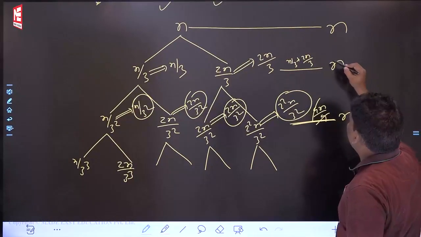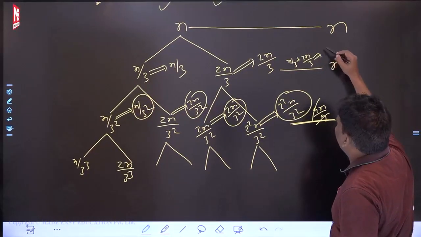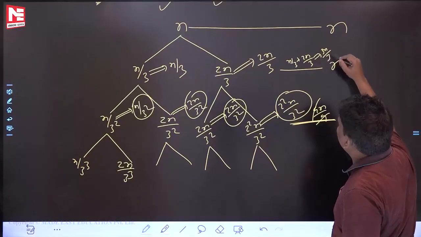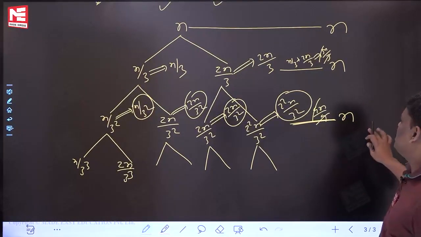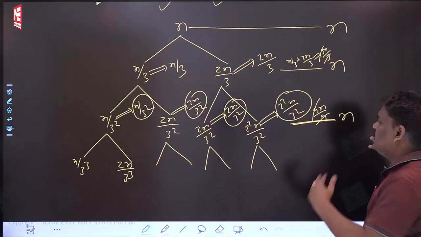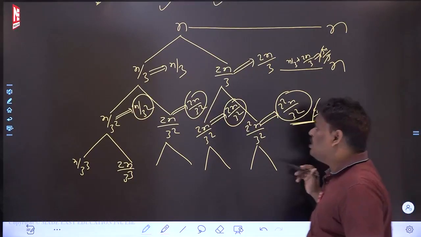Everyone now. First level, second level same means everywhere same will come. It is the 3n by 3, the 3s cancel, n comes. So every level, n is coming. That is fine. I think a binary tree is coming. That is also okay.